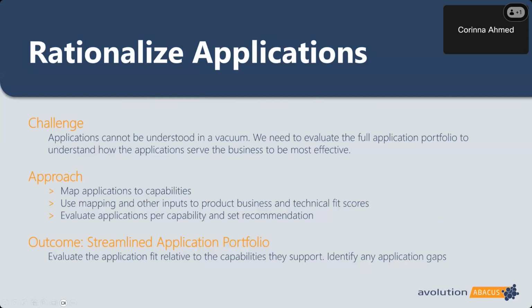So if applications are mapped to capabilities, we have some initial information on them, we can use the approach of focusing in on a subset of the application portfolio based on what capability they support. And then we can compare those applications to that subset and rate them accordingly, according to their scores and the capability that they support.